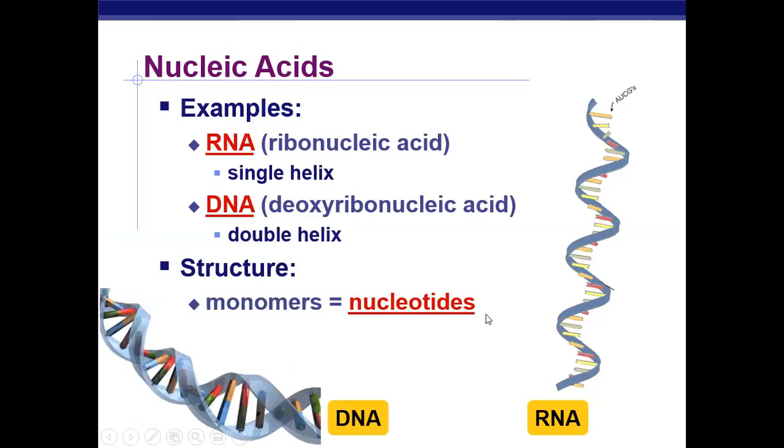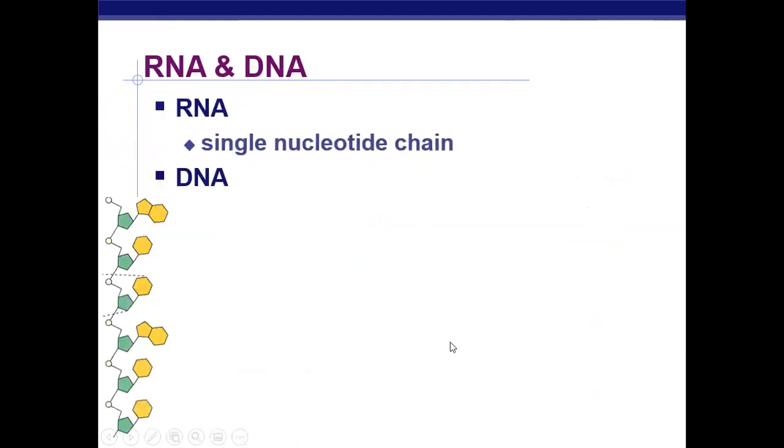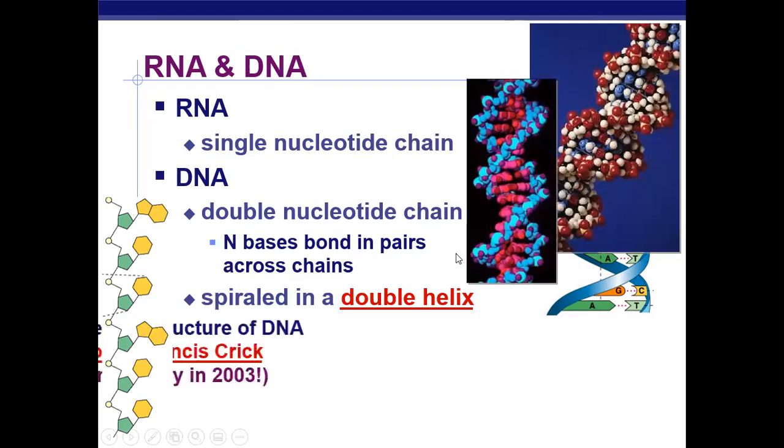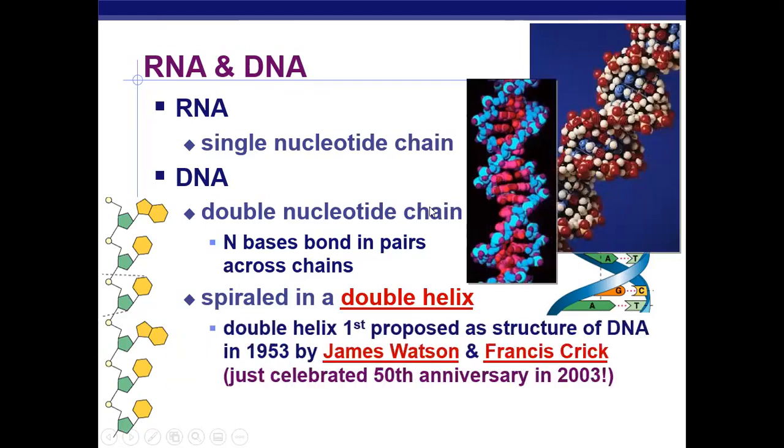The structure is made from nucleotides. RNA and DNA share three of the same nucleotides: adenine, guanine, and cytosine. But where thymine would be in DNA, uracil is in RNA. So RNA is a single nucleotide chain. Here it is depicted in more of a cartoon form. DNA is a double nucleotide chain. The nitrogen bases, adenine, guanine, cytosine, thymine, bond in pairs across the double helix chain. And you see that it's noted here that the bonding in this center structure is by hydrogen bonds.